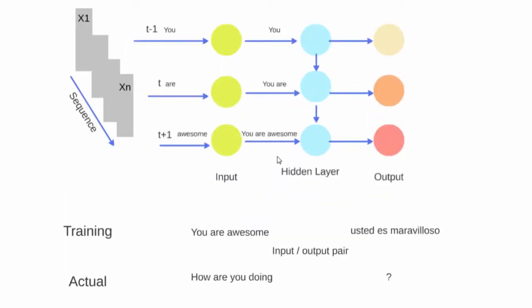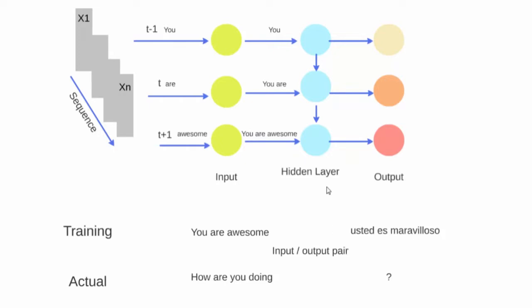Now let's take a training example to make more sense of what we've been discussing. So the input output pair is fed to the network. So this is the input output pair, for example. So let's say that in English you say "you're awesome," and then in Spanish it is "usted es maravilloso."